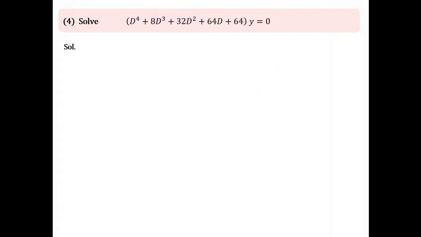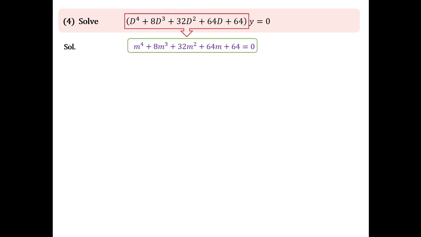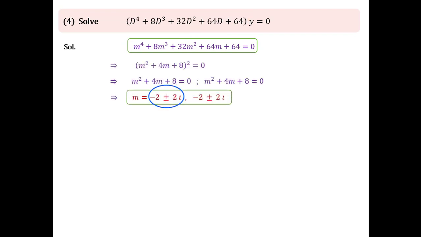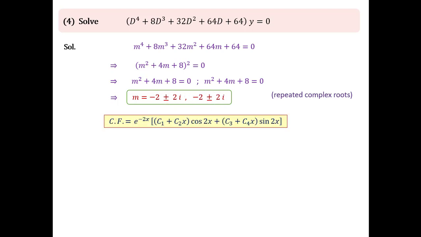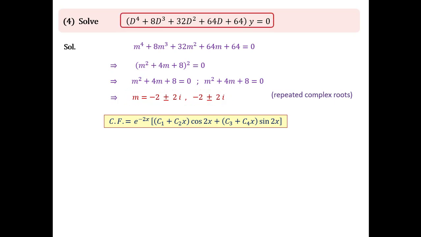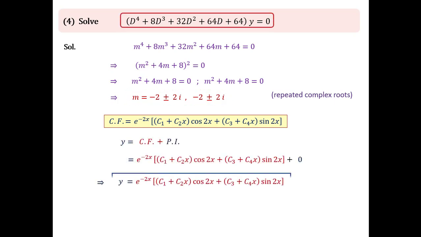Next question. The auxiliary equation of given differential equation is as follows, which is a fourth degree polynomial. So it has 4 roots, and roots are minus 2 plus minus 2i, minus 2 plus minus 2i. Here we get repeated complex roots, and root minus 2 plus minus 2i is repeating 2 times. So complementary function is as follows. Therefore, the general solution of given differential equation is as follows.